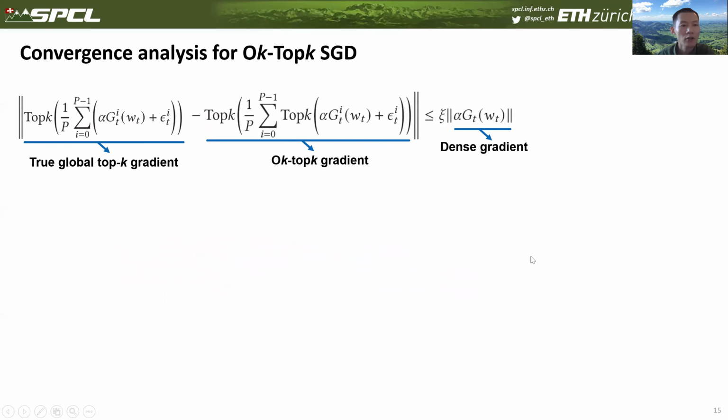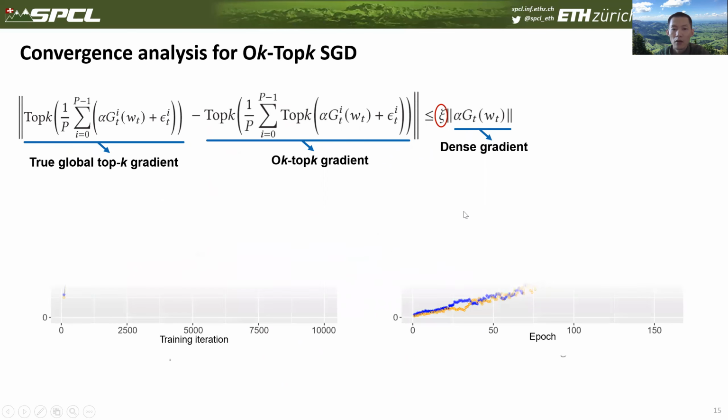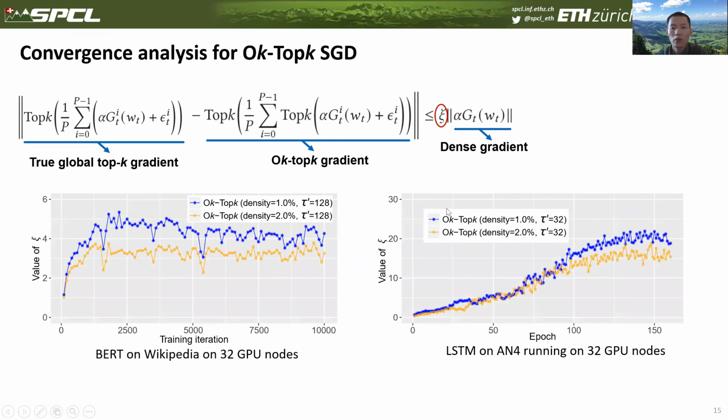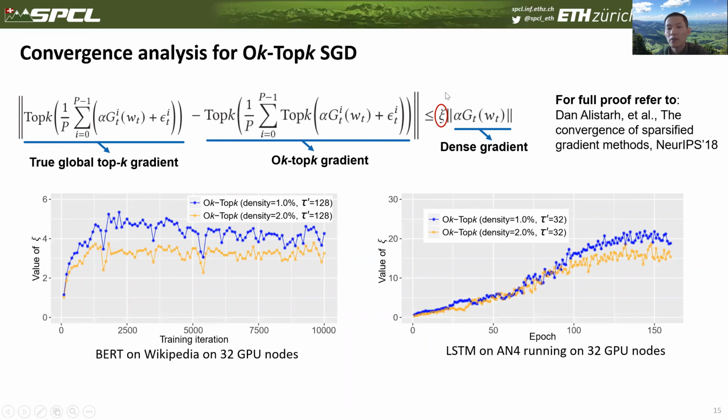Next, let's analyze the convergence for Ok-Topk SGD. Here, we assume the difference between the true global top-k gradient and the Ok-Topk gradient is bounded by the norm of the dense gradient multiplied by a small constant C. So here we empirically prove this assumption using real applications. After having this assumption, we can achieve the full proof for the convergence of Ok-Topk by referring to this NeurIPS work.